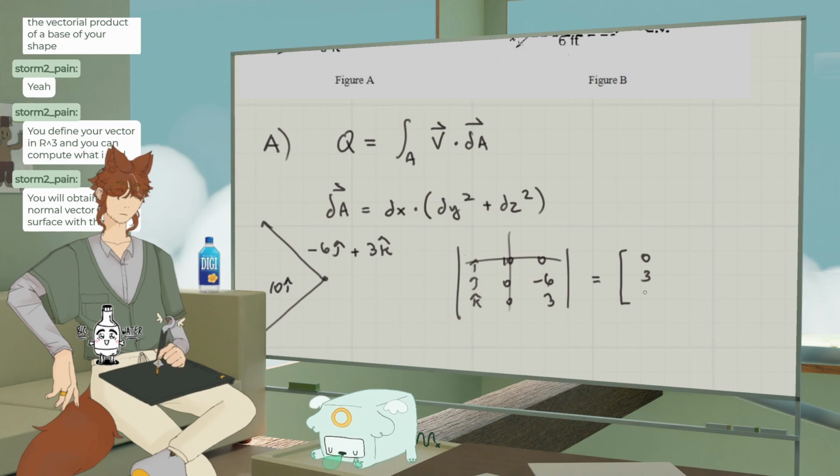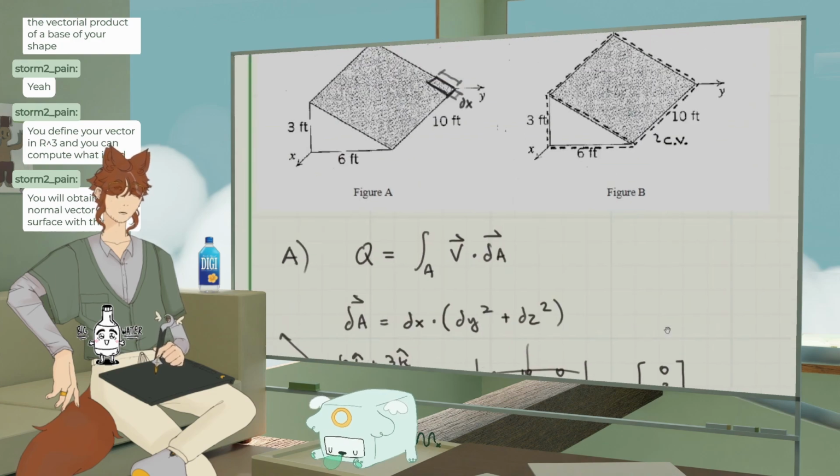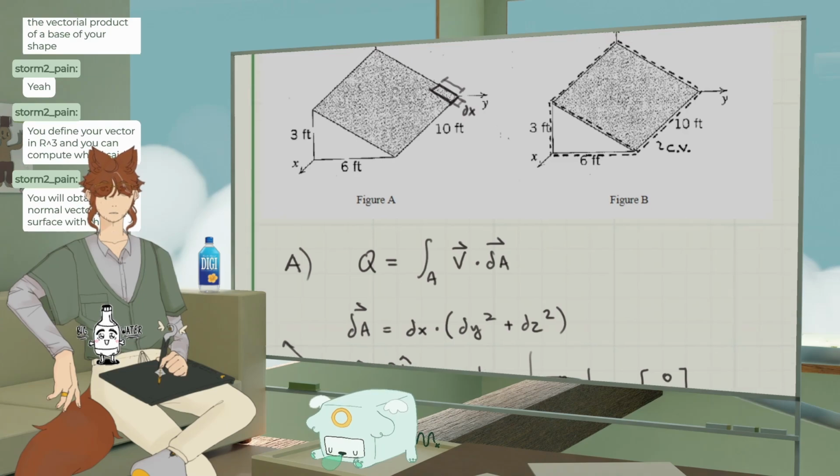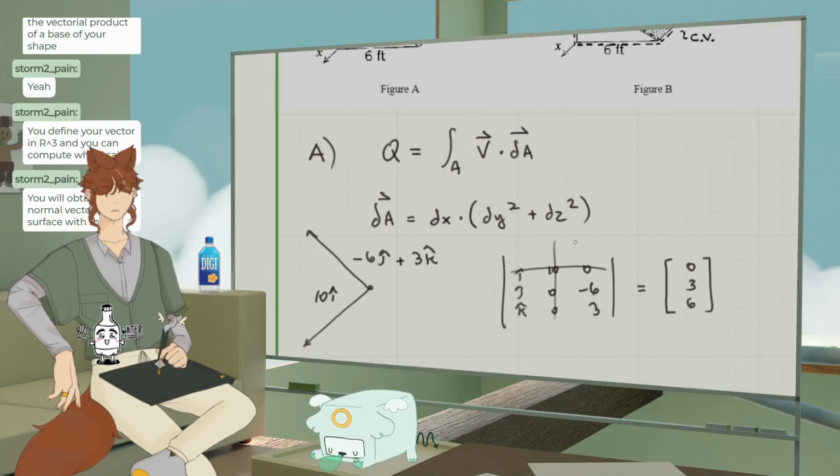0, 3, 6. Does that make sense? Let's see. 3 over in the y, up 6. Yeah, that makes sense. Wait, but so is that? Do I just... Oh, I get the norm of that. And that'll give me how big the area is?